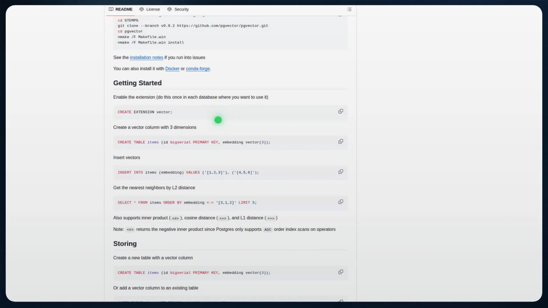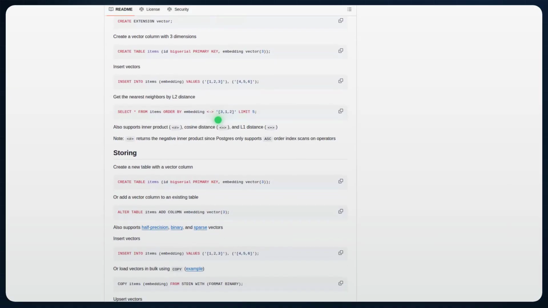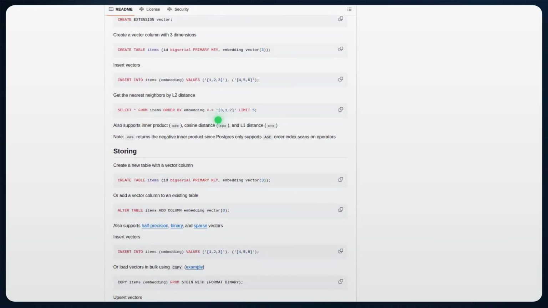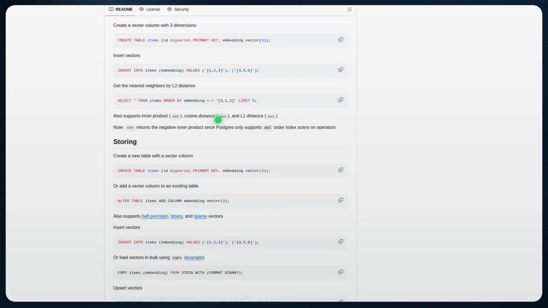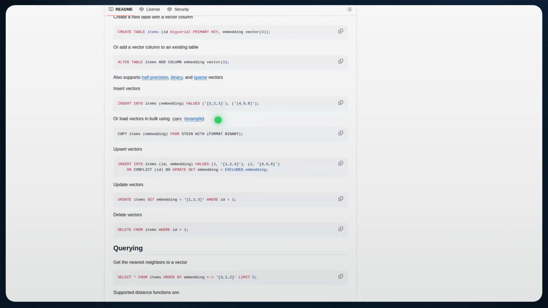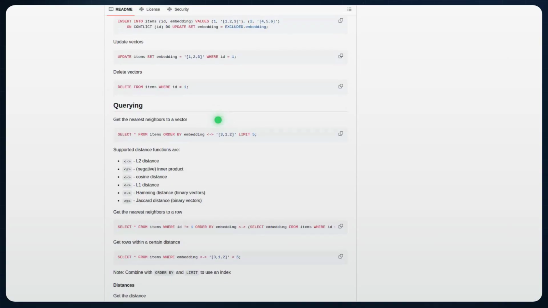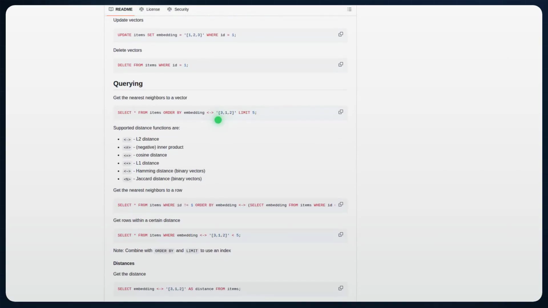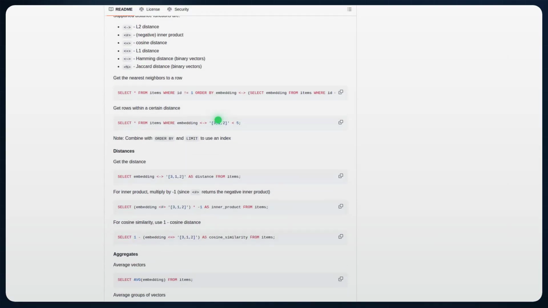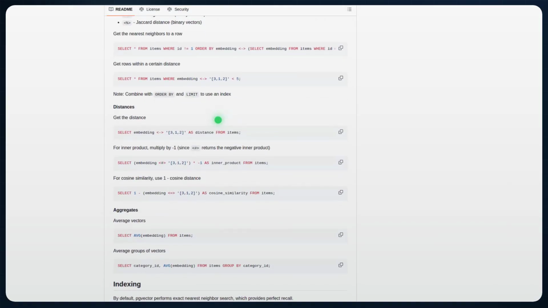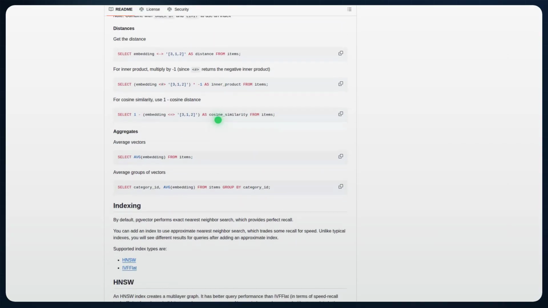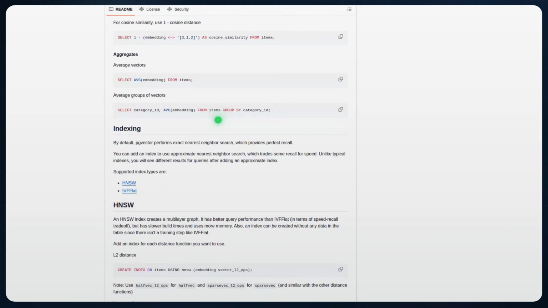Keep scrolling, and you reach getting started. Notice that it is exactly the 3 statements we just wrote. Create the extension. Create a table with a vector column. Insert some rows. Below that, the storing and querying section lays out the distance operators we just covered, each with its symbol and meaning. Now we scroll into the part we are about to study in depth, indexing. Here are the 2 create index statements, one for HNSW and one for IVFFlat with all of their options. When you build something real, this page is the reference you keep open in a tab.